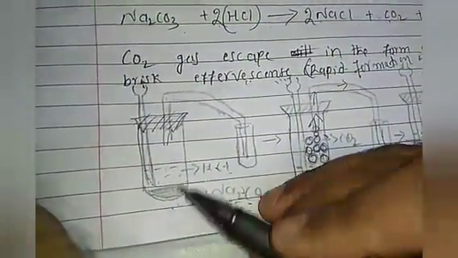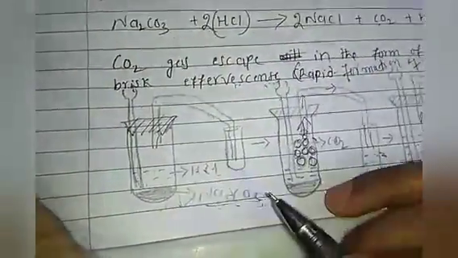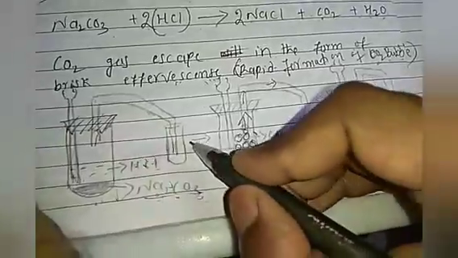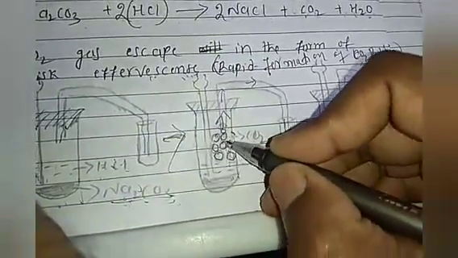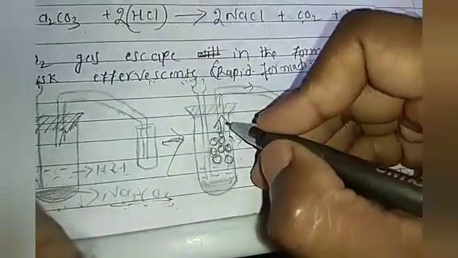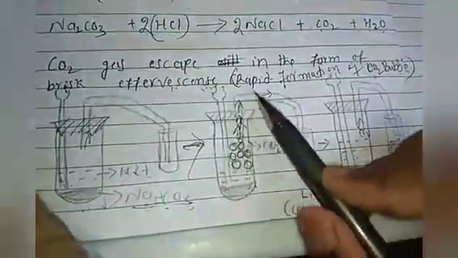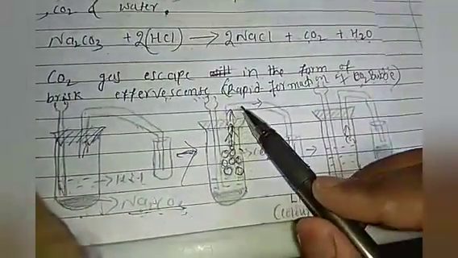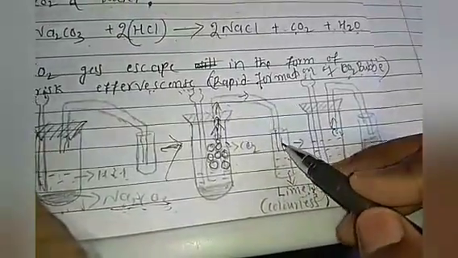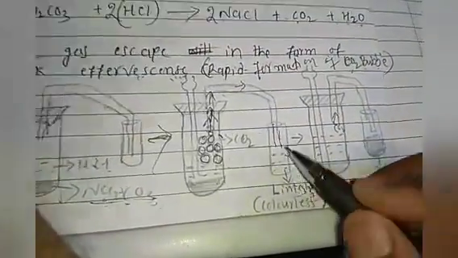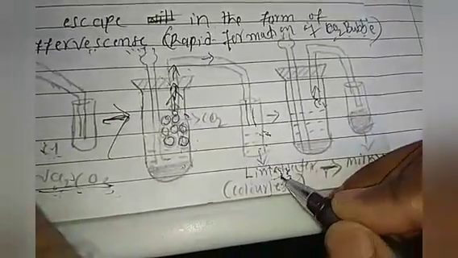Right, okay. When we add HCl to the sodium carbonate, look here, students, the carbon dioxide bubbles come and enter the delivery tube, and through the delivery tube the carbon dioxide mixes with the lime water. The lime water is colorless here. Right, lime water is colorless.